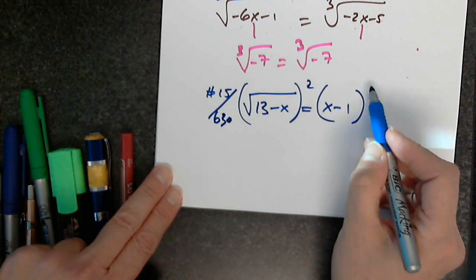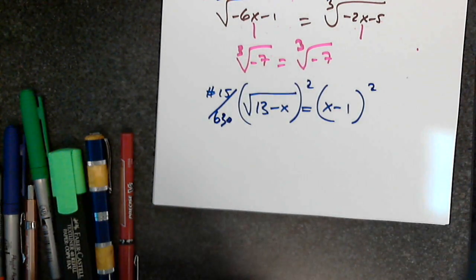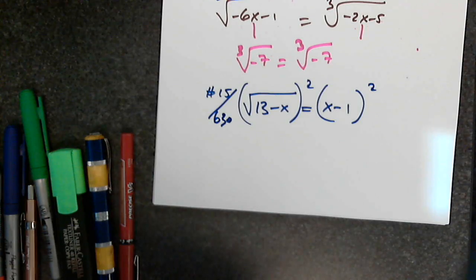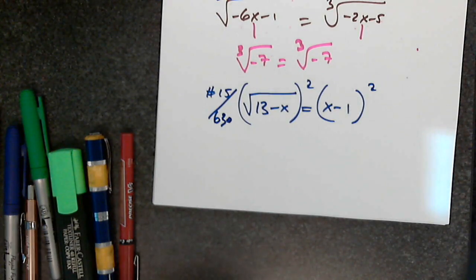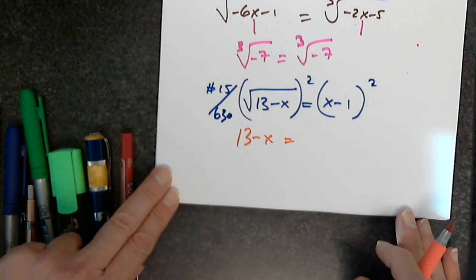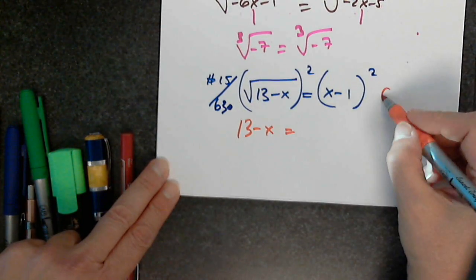Perfect. Remember, we wrote a note. We cannot square term by term. So the left-hand side is 1 unit and the right-hand side is 1 unit. Now I'm ready. When you are. 13 minus x, I agree. The right-hand side.